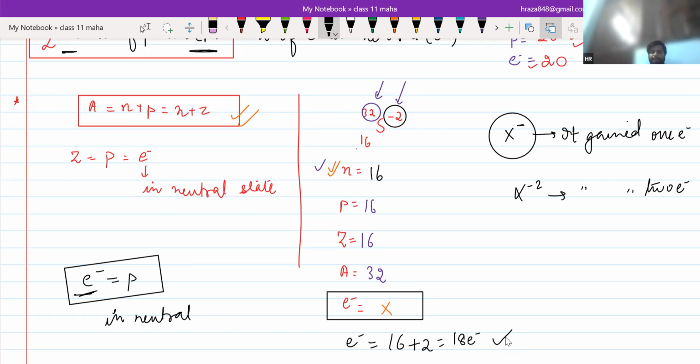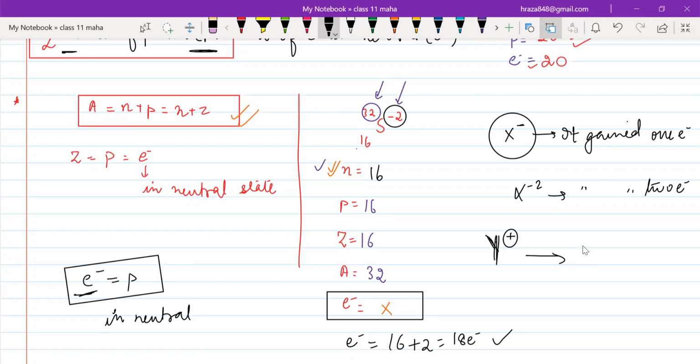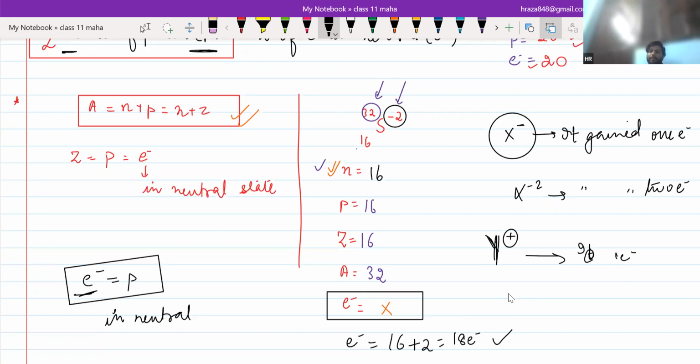Are you getting my point? Yes. Now tell me, if there is an element Y with one plus charge, that means it loses electrons. How many electrons did it lose? One. That's very good. And if an element has plus 3 charge, that means it loses 3 electrons, right? Yes. Very good. Now moving to the next question.